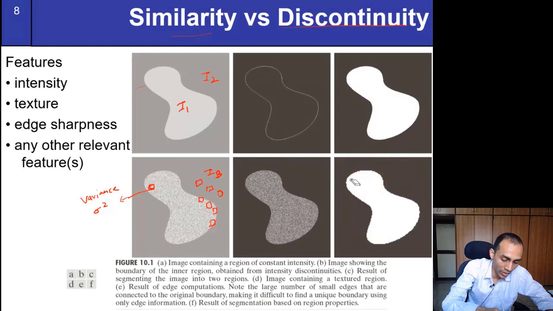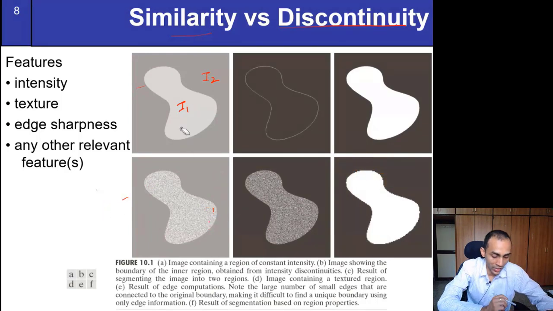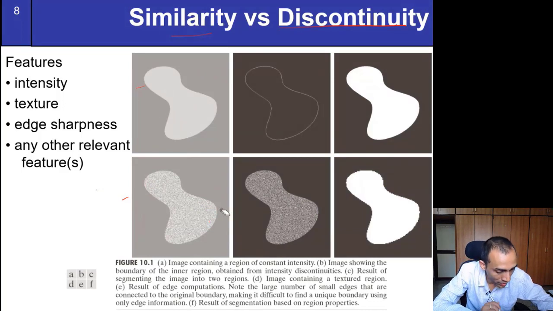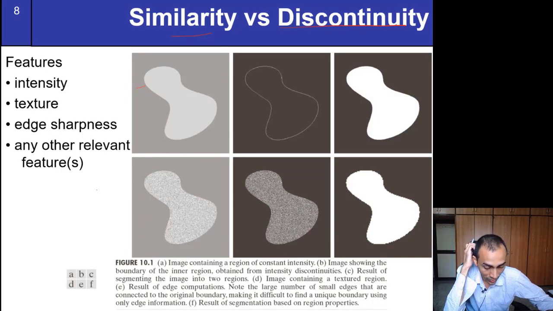I hope this is just a basic illustration. In fact, you will not have these kinds of simple images for segmentation. Our segmentation problem will be dealing with much more complicated images, where it's not easy to find the similarity based on just variance or intensity values. But that is the idea.